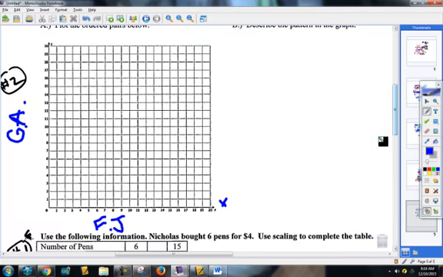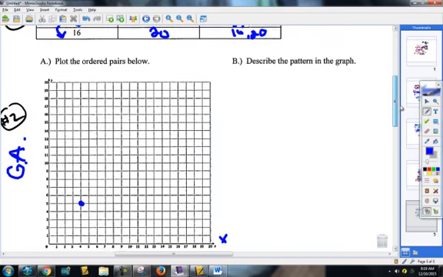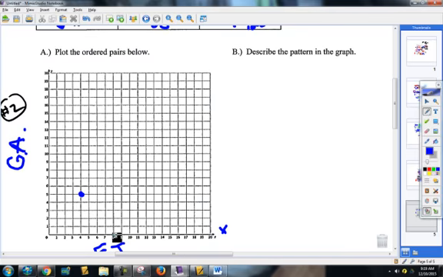Pretty easy. We got the point 4, 5, so we go over 4 up to 5. Right there's the first coordinate we have. Then we go from 8 to 10, so we go over to 8 up to, where's 10? Help me. Is that right? Yeah. And then we went to 16, 20, so we go over to 16, to the very top. Does that look right? Yeah. That's 20. That's 16.